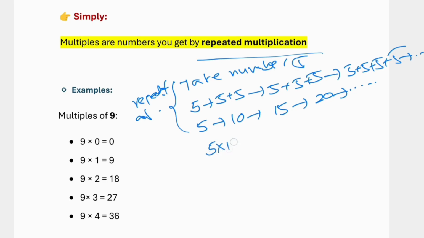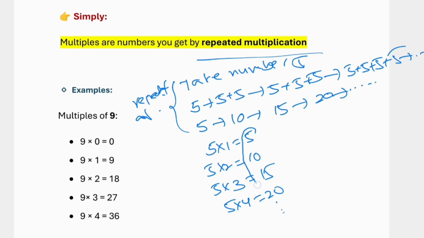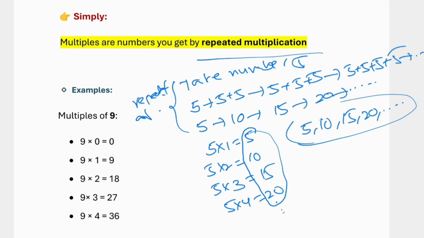Below we write the 5 table. Therefore 5 into 1 is equal to 5, 5 2s are 10, 5 3s are 15, 5 4s are 20 and so on. Here in the result we observe 5, 10, 15, 20 and so on. These are the multiples of 5.